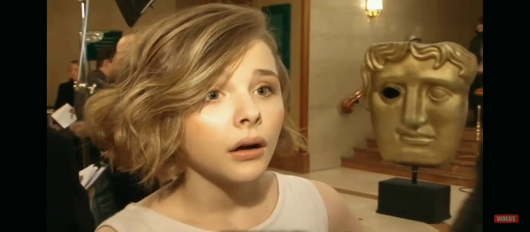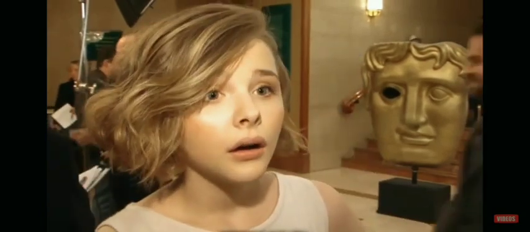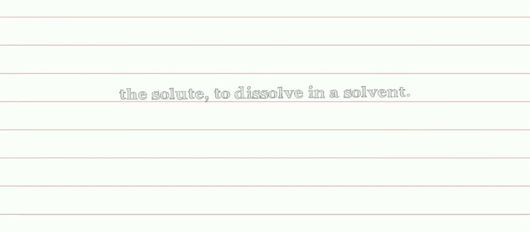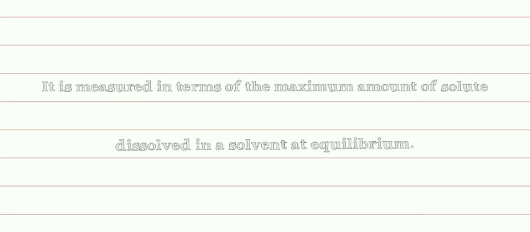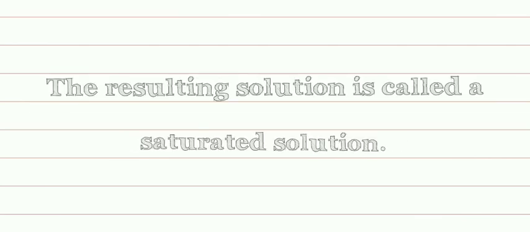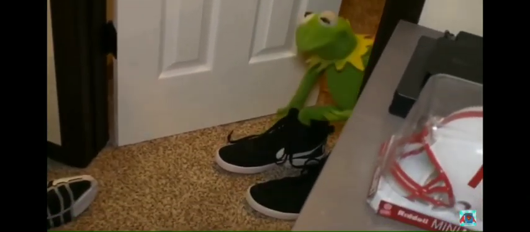So, what is the difference between solubility and the solubility equilibrium, which is usually written as KSP? And what's QSP? Solubility is a chemical property referring to the ability for a given substance, the solute, to dissolve in a solvent. It is measured in terms of the maximum amount of solute dissolved in a solvent at equilibrium. The resulting solution is called a saturated solution. To further explain KSP and QSP, let's take a look at the example given.